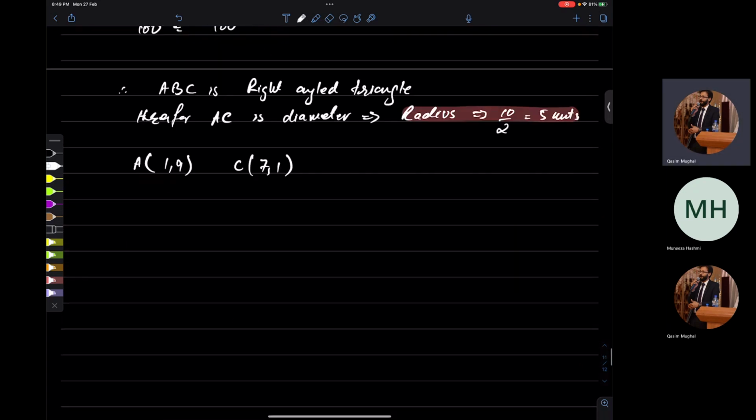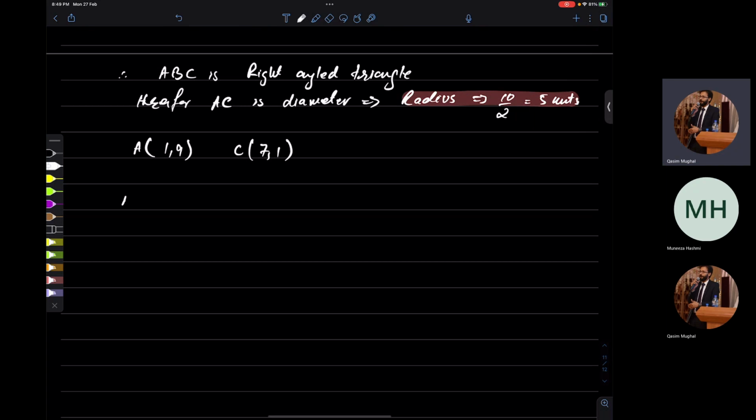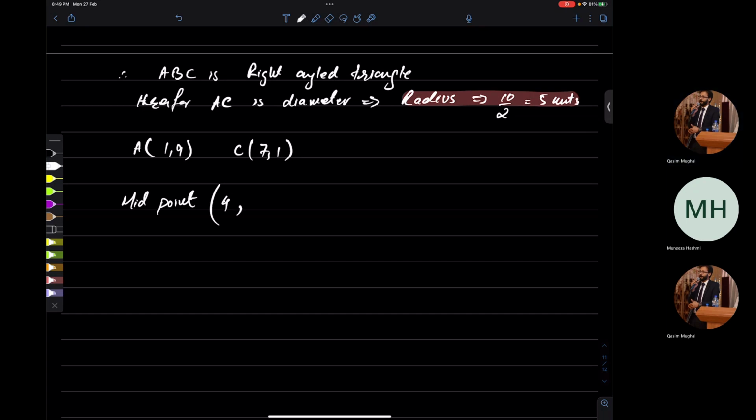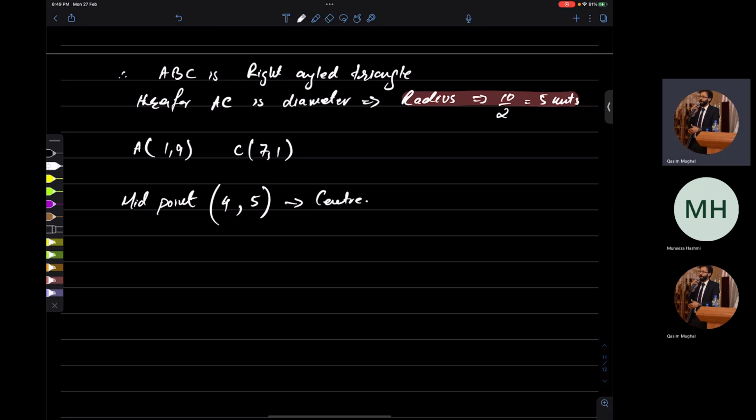So if I work out the midpoint of A and C, that would be 1 plus 7 is 8, and half of 8 is 4. Then 9 plus 1 is 10, and half of 10 is, sorry, 5. So that's the center of the circle. Now let's write down the equation.